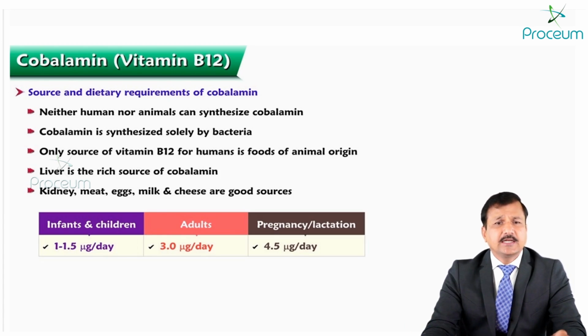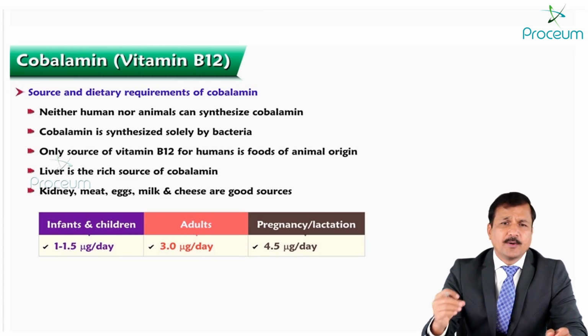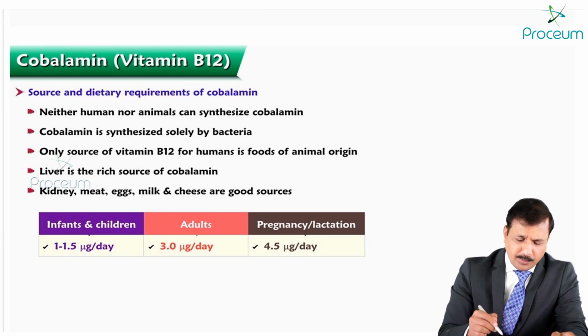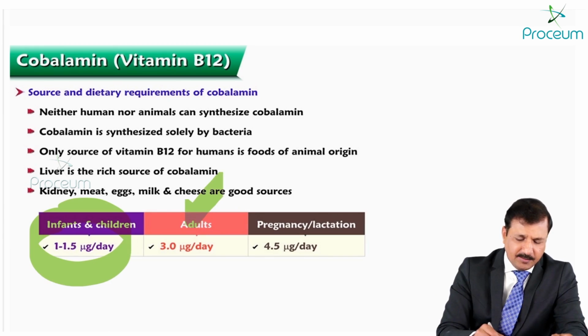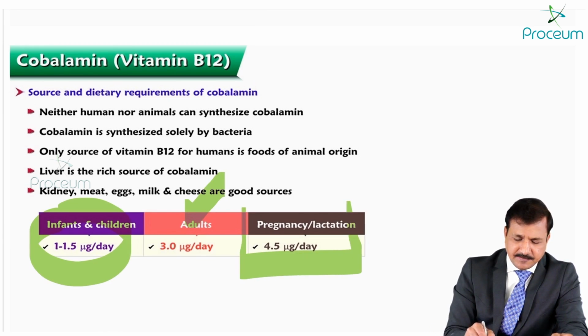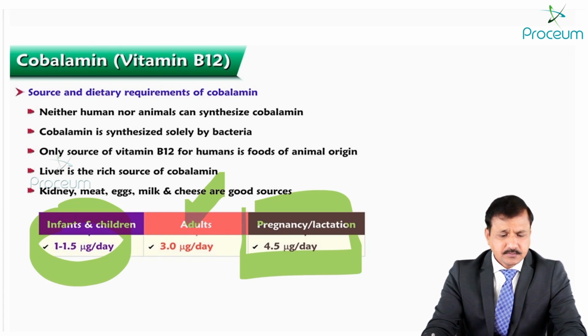Now, coming to the dietary requirements, cobalamin is required only in micrograms per day. That means the requirement is a very small amount. In infants and children, it is just 1 to 1.5 micrograms. In adults, it is 3 micrograms per day, and during pregnancy and lactation, it is 4.5 micrograms per day.